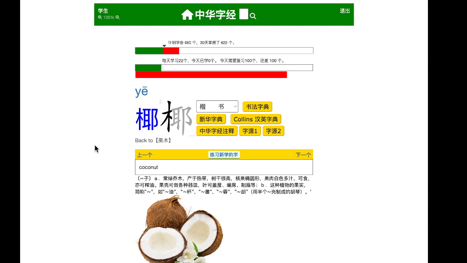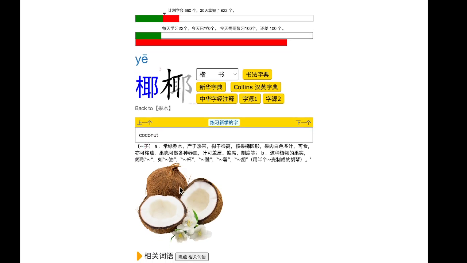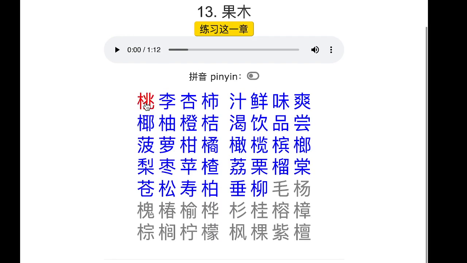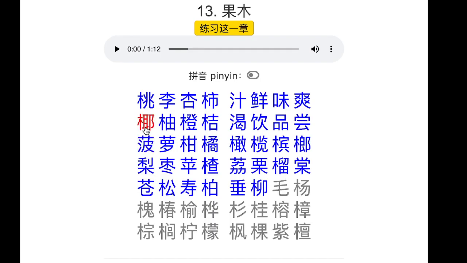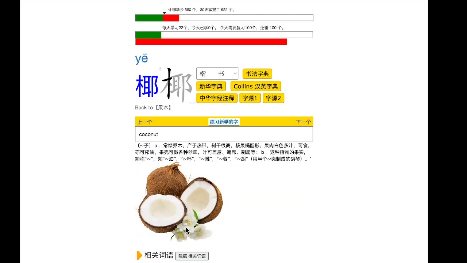椰子, the coconut. You would also use, usually it's whatever the word is, and 子 is going to be the name of the fruit itself, like 桃子, right? But then if you're talking about the pit, it would be like 桃仁. Same thing here. 椰子 is the fruit itself, whereas the coconut oil would be 椰油. You know, like that.